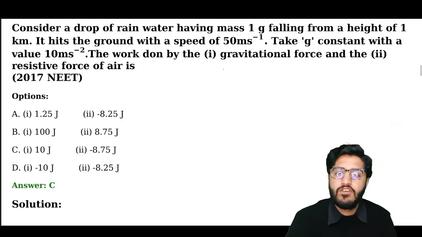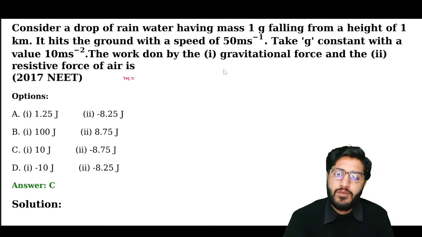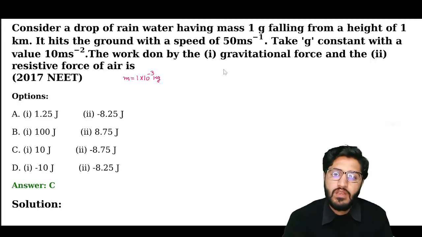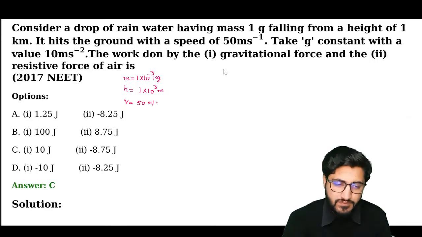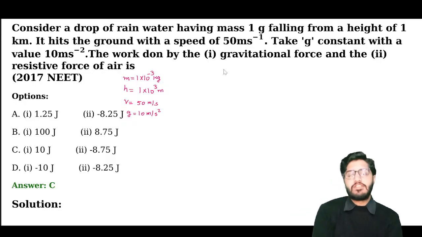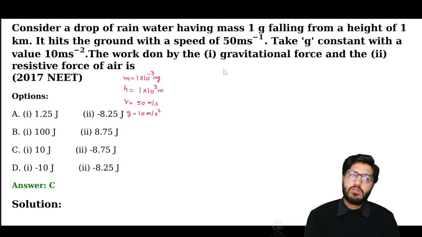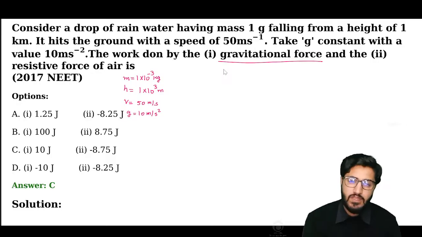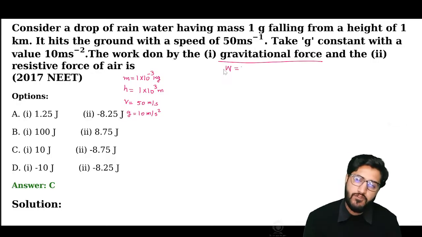Look now. First of all, mass is given to be 1 gram, that is 1 into 10 to the power minus 3 kilogram. Height is 1 kilometer, that is 1 into 10 to the power 3 meter. Velocity of strike is 50 meters per second. g is equal to 10 meter per second square. So what do I need to find? Work done by gravitational force, that means work done by gravity. I can write that work done would be force into displacement.